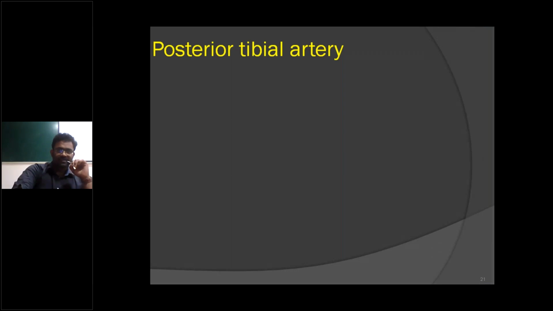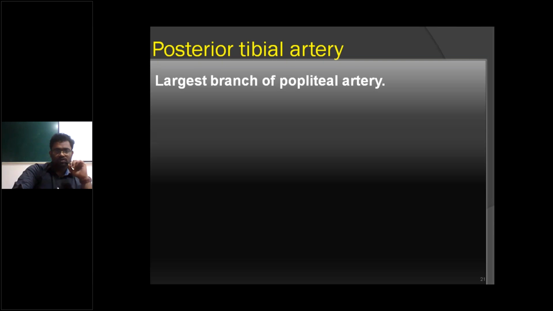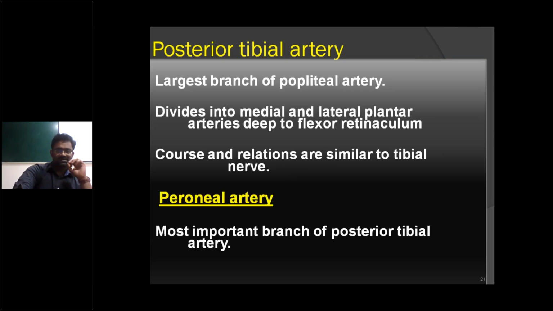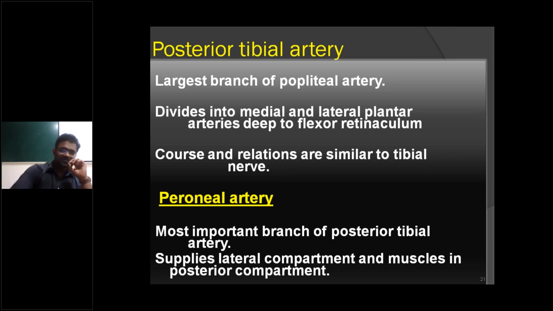And lastly, the posterior tibial artery and the peroneal artery, right? So what is meant by posterior tibial artery? What are the branches of the posterior tibial artery? What are the terminal branches of the posterior tibial artery? See one by one. The posterior tibial artery is the largest branch of the popliteal artery.